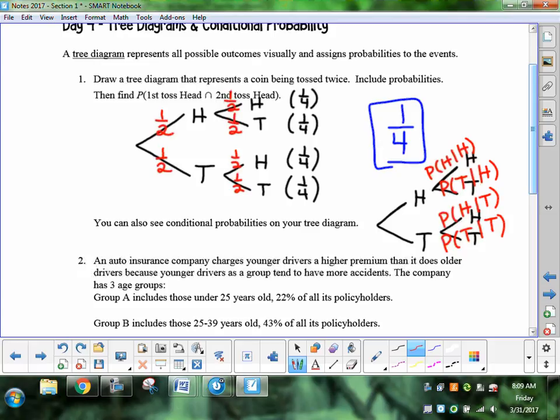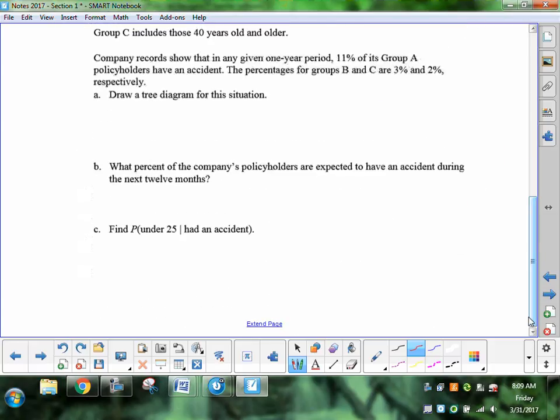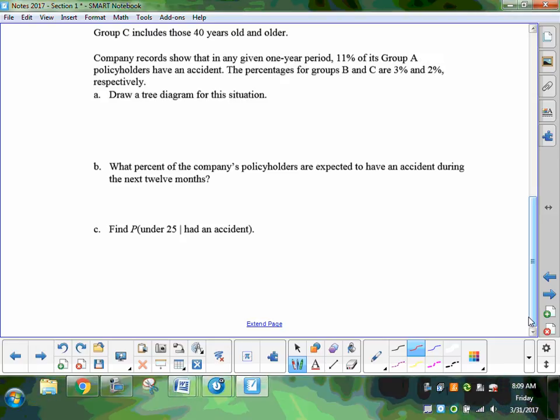Now, this next one is going to be a little bit more complicated. I can give you a ton of space to draw this out. I might give myself more. Looking at what you all have, it's got a bunch of conditions that need to be met. An auto company charges younger drivers higher premiums than it does older drivers because younger drivers tend to have more accidents. They've got 3 age groups. Group A is under 25 and is 22% of policyholders. Group B is that age range and that percentage, and everything else is 40 and above. The company shows that in any 1 year period, 11% of its Group A policyholders have accidents.